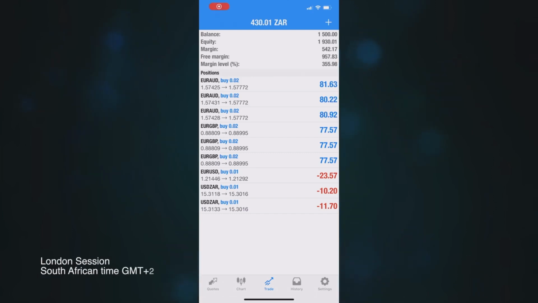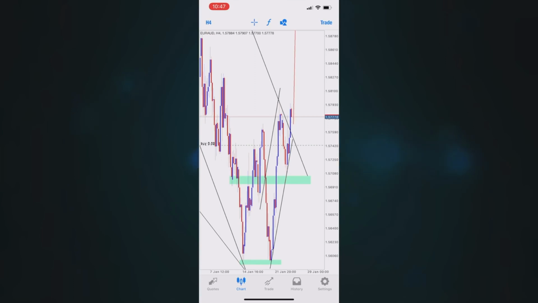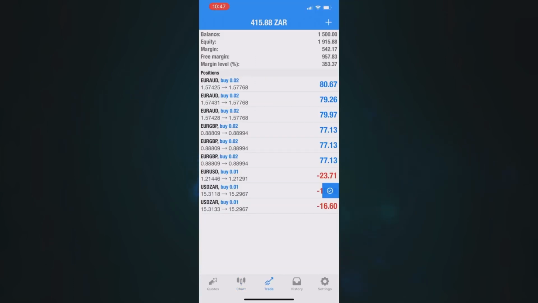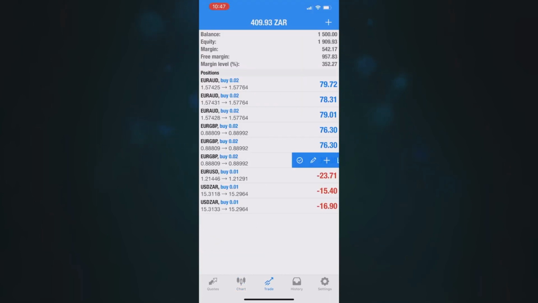We are back again, guys, and we're in profits. We can check EUR/AUD. EUR/AUD is still going bullish, breakout retest. Next, we're going to look at USD/ZAR. USD/ZAR still getting ready. We're going to check it out later. Now let's look at EUR/GBP.